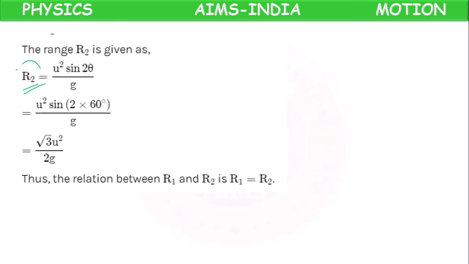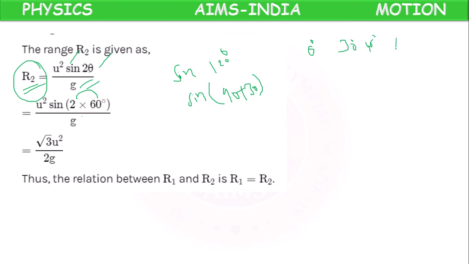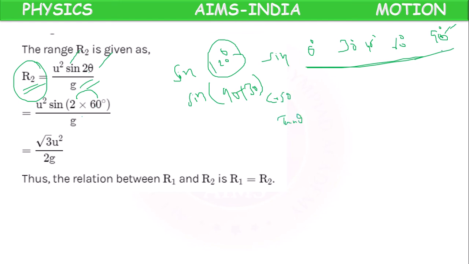In the same way, if you calculate R2, then u square sine 2 theta by g. This time theta is 60 degrees. So, sine 2 into 60, which is equal to sine 120 degrees, can be written as sine 90 plus 30 degrees, because we know trigonometric values only from 0 to 90 degrees. But here 120 means more than 90 degrees. So, this 120 degrees can be written as 90 plus 30.